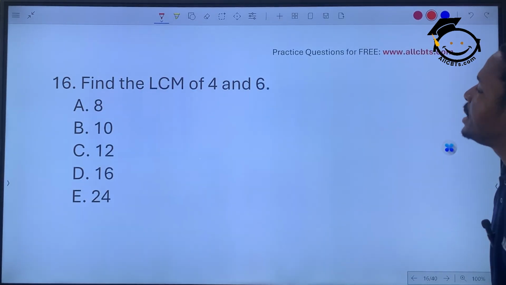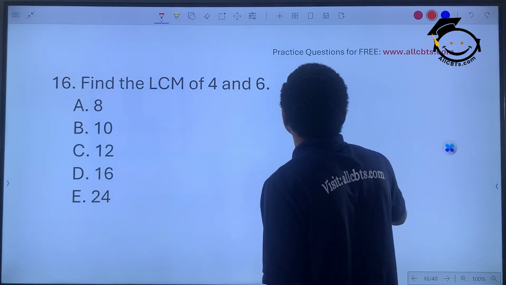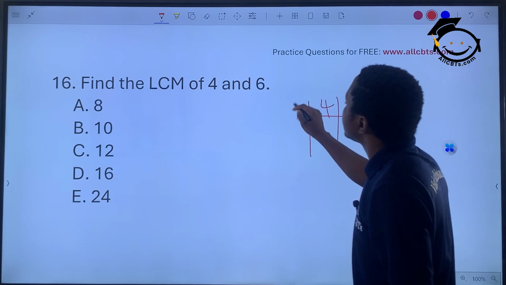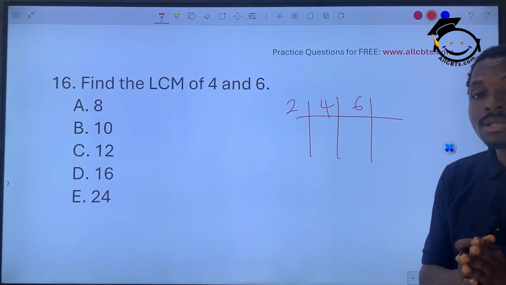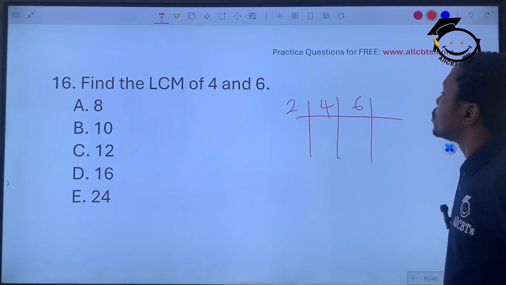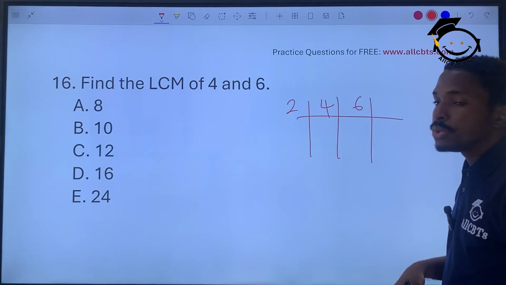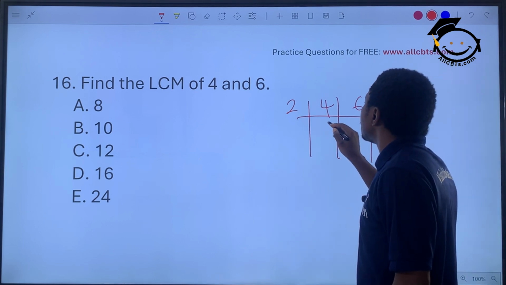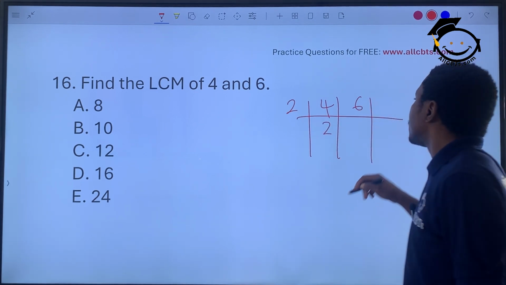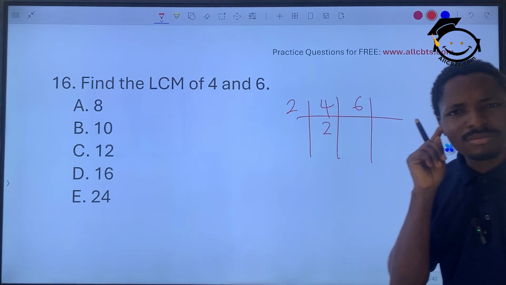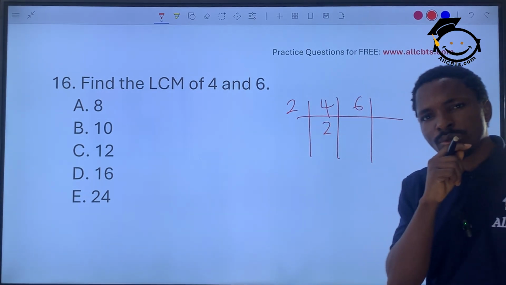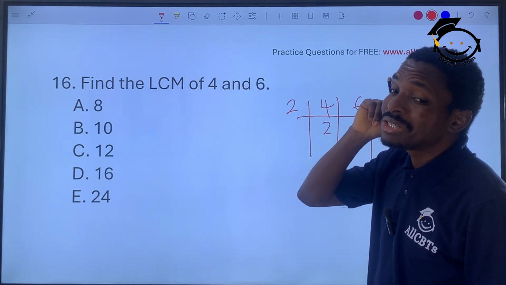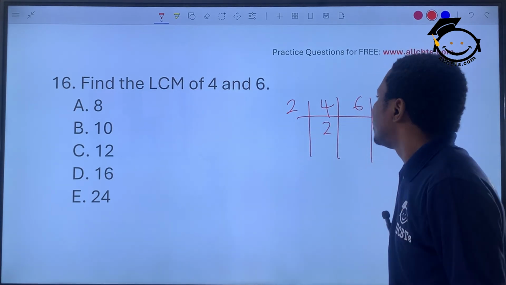16. Find the LCM of 4 and 6. What is LCM? Lowest common multiple. So what is the lowest common multiple of these two? So 2 in 4. We're going to start with 2, of course. 2. 2 in 6. Why are we starting with 2? Can you tell me why we are starting with 2? That's your second class work. You must do it. If I catch you, you must do it.